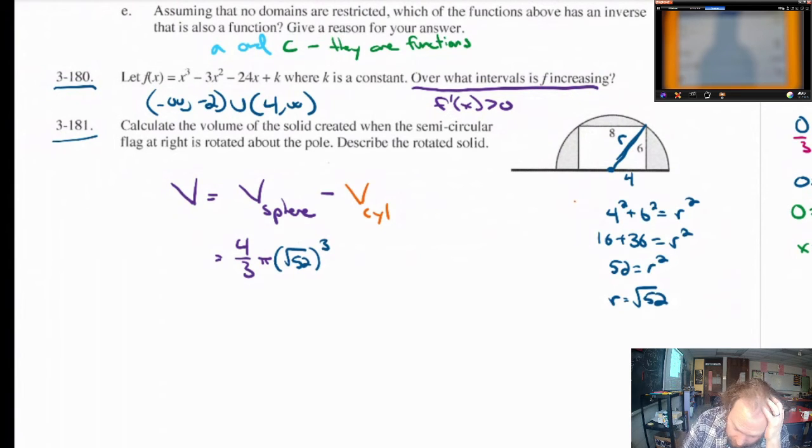As far as our cylinder goes, that's going to be pretty easy to do. That's just pi r squared h, which in this case the radius is going to be the 6 right there, and the height would be the 8. So it'd be pi times 6 squared times 8, like that. All we have to do now is shake out what this would be.